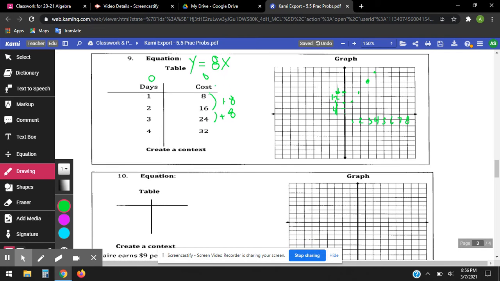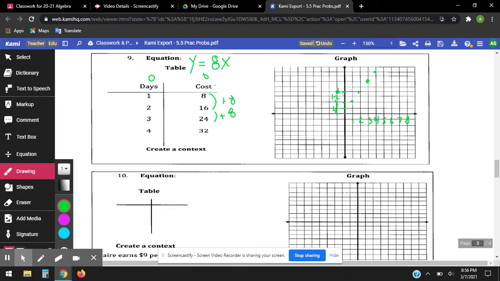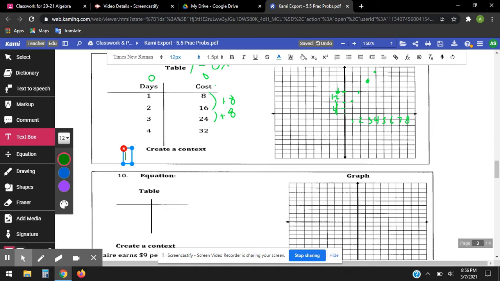it's just saying days and cost. So let's just come up with some sort of context here. It cost $8 a day to attend a soccer camp.